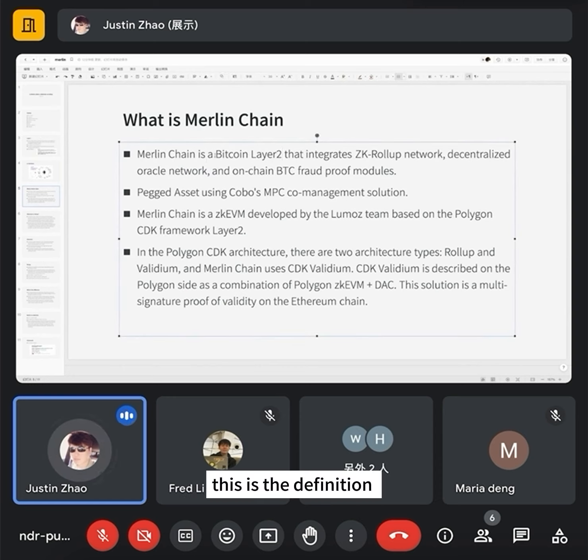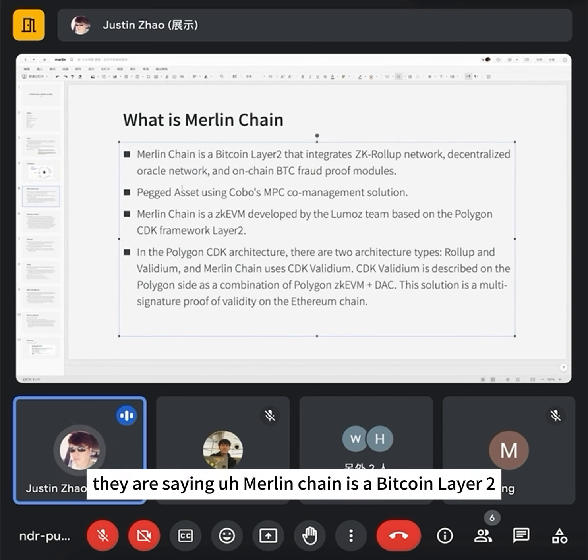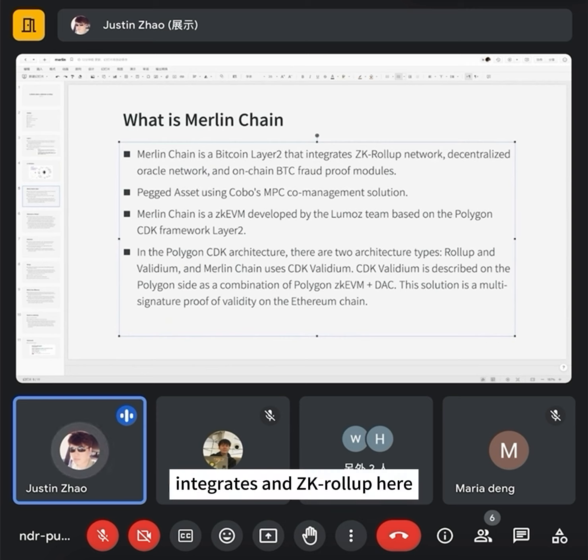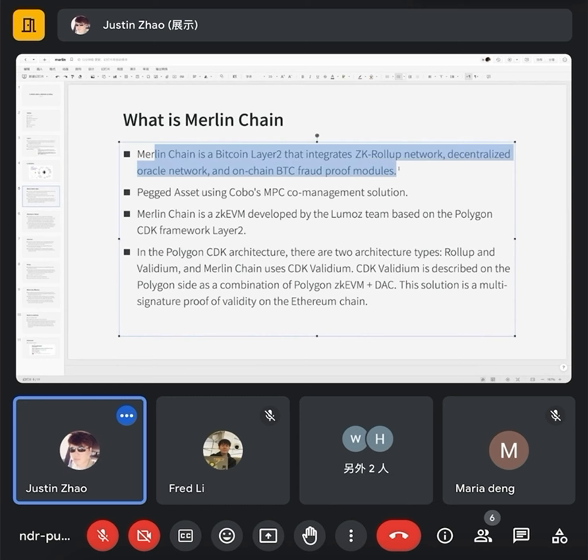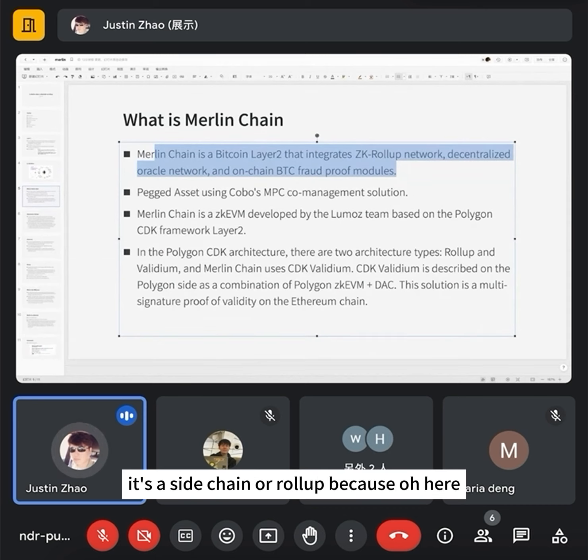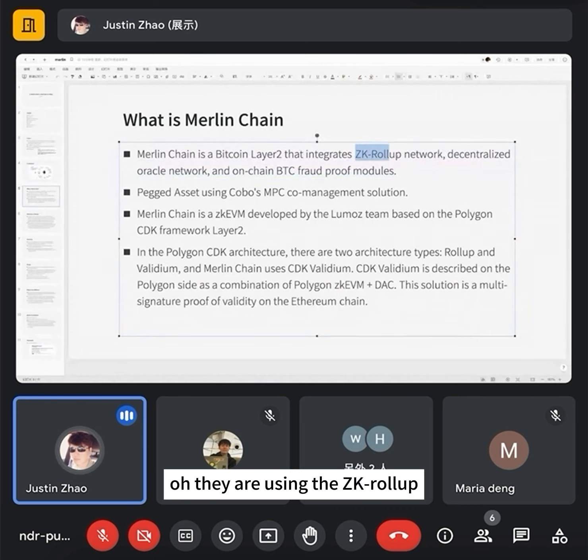This is the description of Merlin chain from the Merlin chain team's official website. They say Merlin chain is a Bitcoin layer 2 that integrates a ZK rollup network, a decentralized Oracle network, and fraud-proof modules. Actually, from this description, it's hard to tell whether it's a sidechain or a rollup, because here they are using the ZK rollup. Does that mean Merlin chain is a rollup?